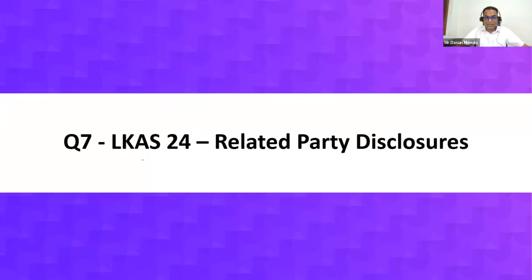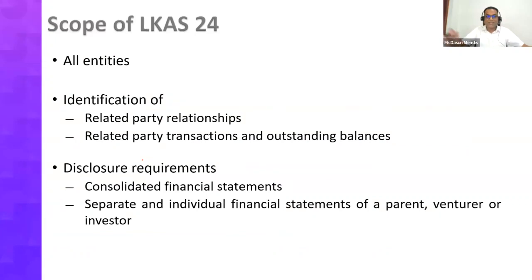Question number 7. The first part A is tested from LKAS 24, Related Party Disclosures. This standard is applicable to all entities. It can be a private entity, a public entity, or a big quoted company. For everyone this is applicable. No one can escape. Everyone has to adhere to the disclosure requirements mentioned in LKAS 24.